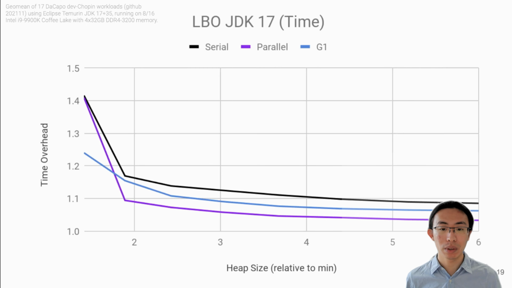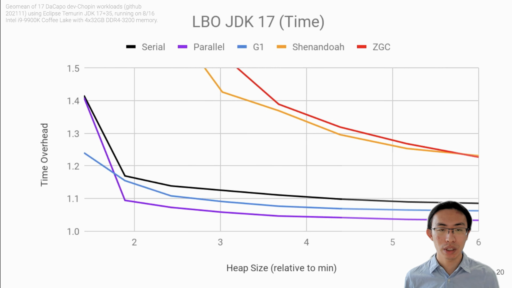But what about the new collectors? You know, the sub-millisecond pause ones you have seen in the news. Unfortunately, not great news for them. Here we have Shenandoah and ZGC in orange and red. For the smallest heap sizes, their overheads are so big that you can't even see them in the graph. For what is visible, the overhead of the new collectors is well above their older counterparts.